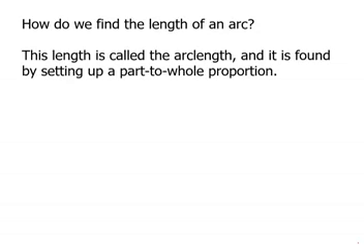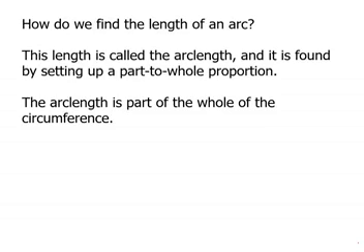The length is called the arc length, and it is found by setting up a part-to-whole proportion. Remember that a proportion is an equation of the form fraction equals fraction. So we're going to have part over whole equals part over whole. One part over whole is going to be the arc length. The arc length is part of the circumference, so it's going to be the arc length over the circumference.